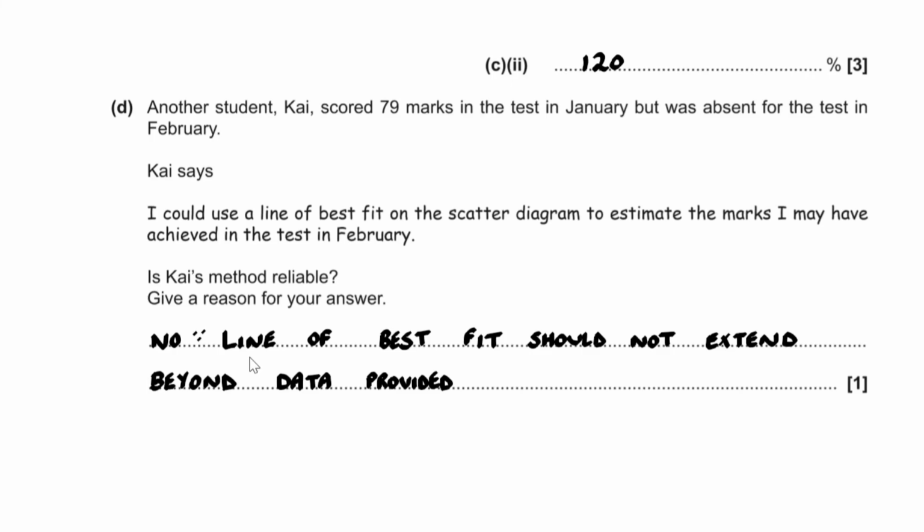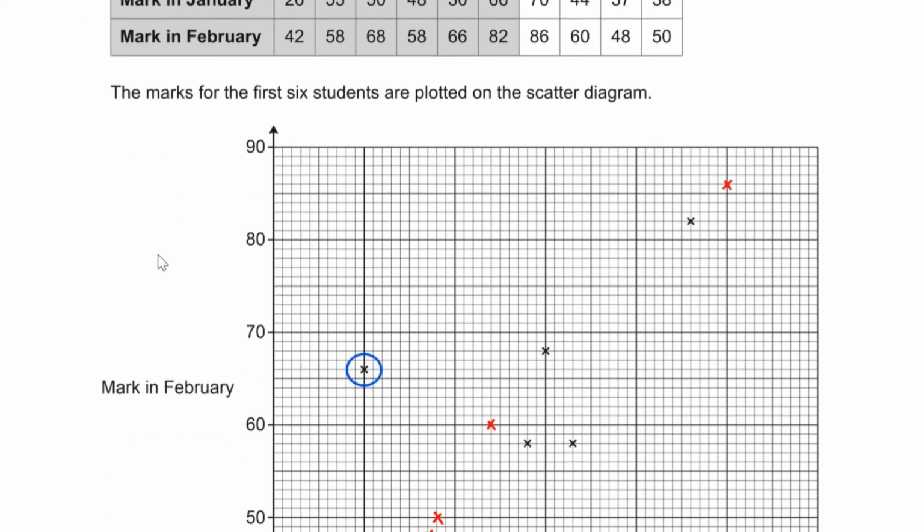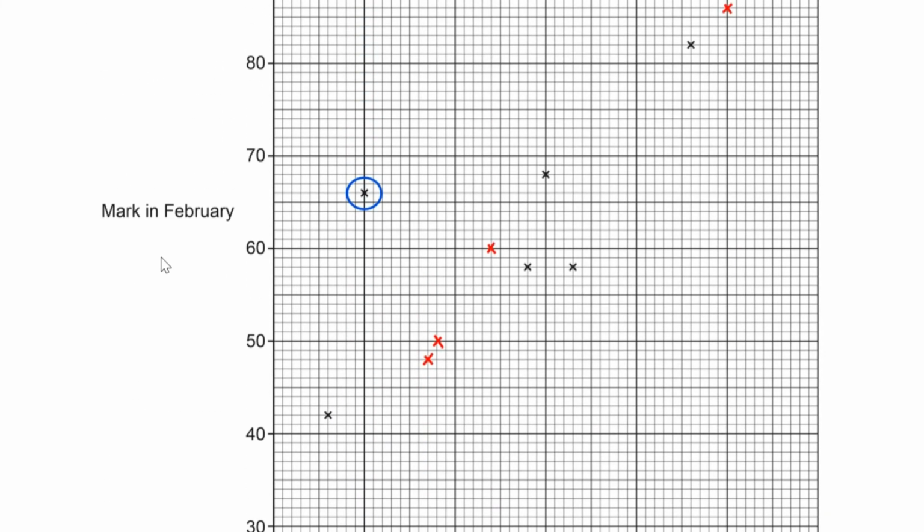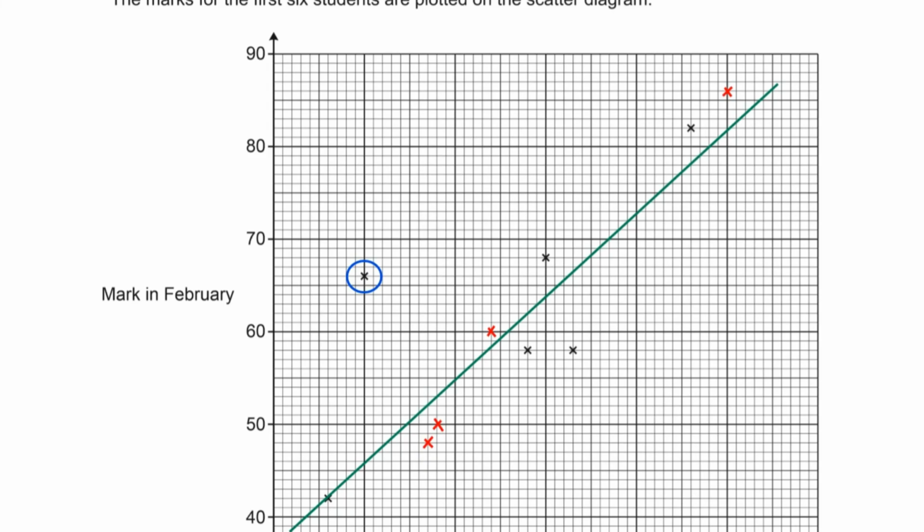So, if we actually talk about the line of best fit, something like that. If we were to extend this line of best fit for a mark of 79, it'll go beyond the data. So that's what we mean by that. So the line of best fit should not go beyond the data, which is why his method's unreliable.